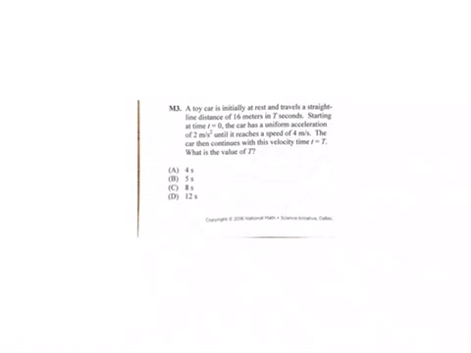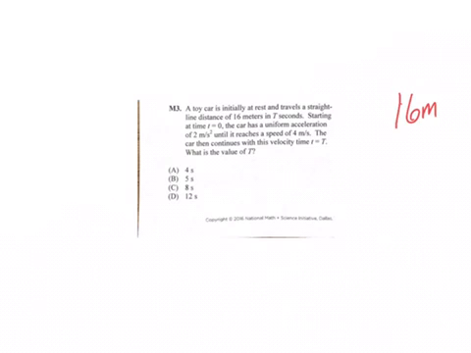A toy car is initially at rest and travels in a straight line 16 meters in t seconds. Starting at t equals 0, the car has a uniform acceleration of 2 meters per second squared until it reaches a speed of 4 meters per second. The car then continues with this velocity for a time t until it reaches 16 meters, is what it's saying. So basically, we've got to get to 16 meters. That's our end goal. All right?